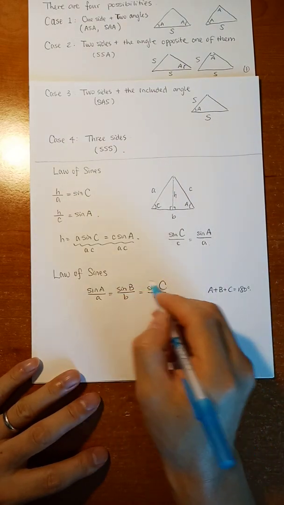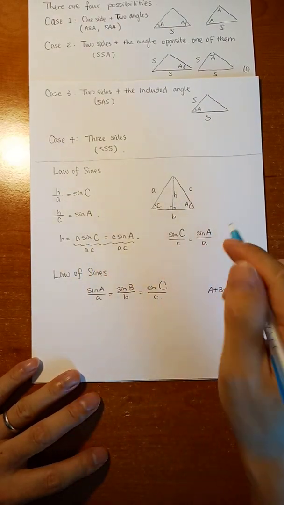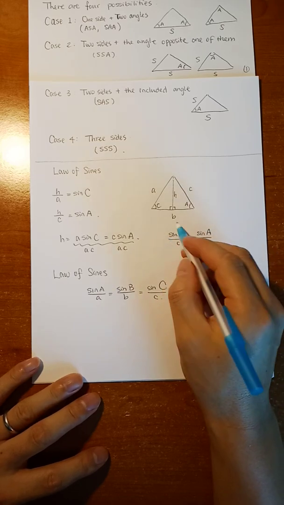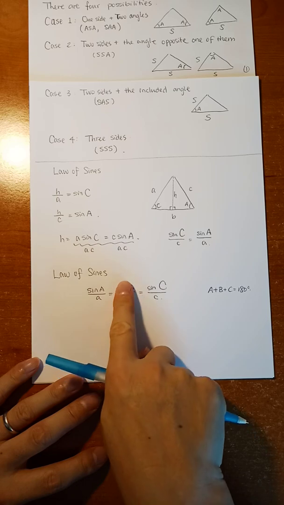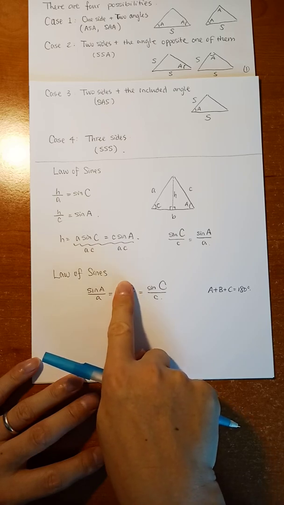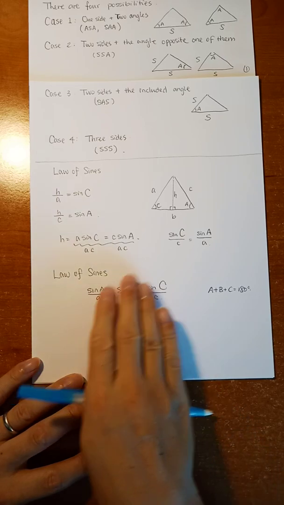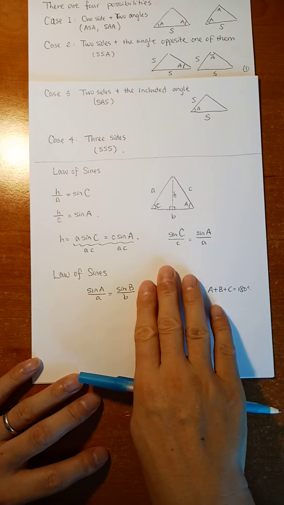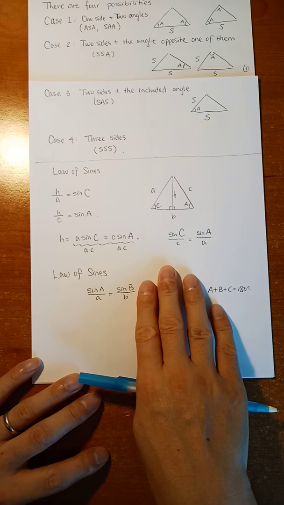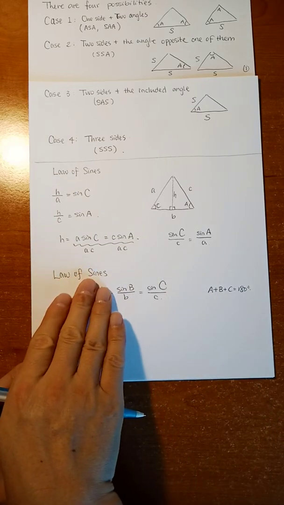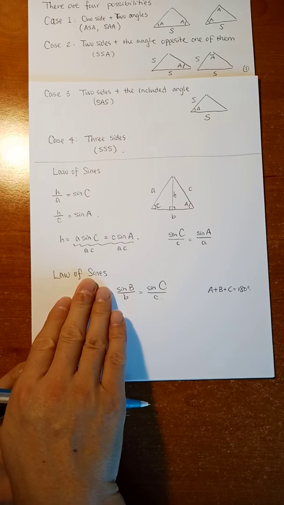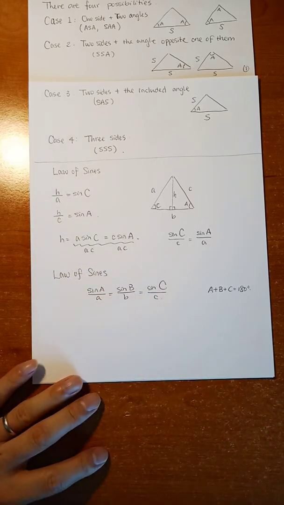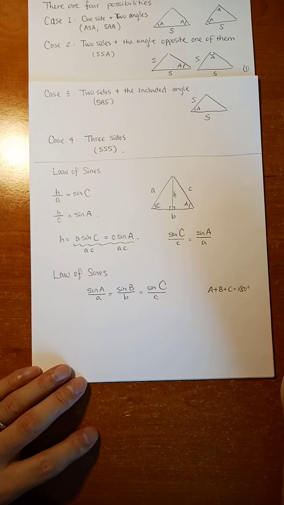And this long identity actually contains three steps. The short one is like this. You just pick up two terms that equal each other. So you consider A and C, it's like this. If you consider A and B, it's sine A over A is equal to sine B over B. Or if you consider B and C, it's sine B over B is equal to sine C over C. So it contains three different equalities.